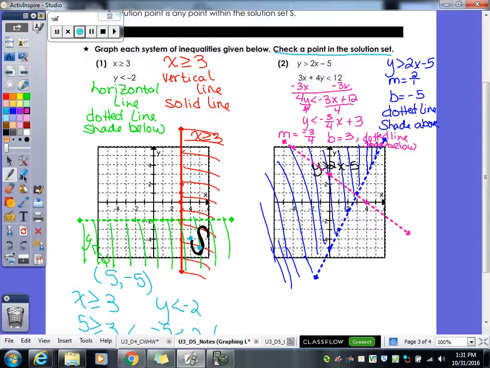Again, when you go to do your shading, put your pencil on your line and start moving it down so you can shade below the line. And then where it's shaded by both, put your nice big S. That's our solution set. We have a pretty big solution set this time.